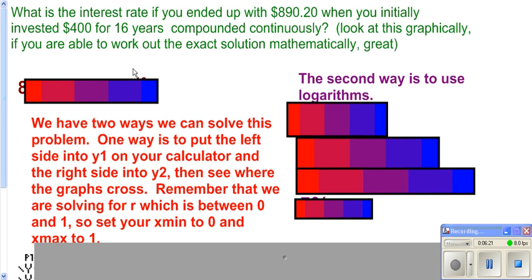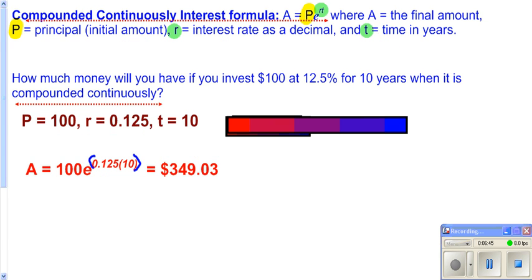Well, here we're going to go ahead and basically do a reverse problem. We have our ending amount. We have our initial amount. We have our time, but we want to know our interest rate. Well, since we are dealing with compounded continuously, we know we're going to be using the last formula, which I often refer to as A-P-E-R-T, a Pert.